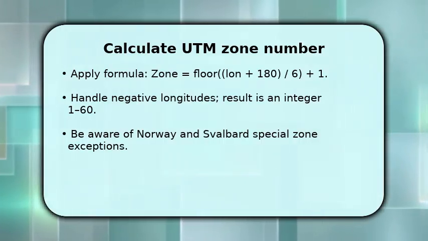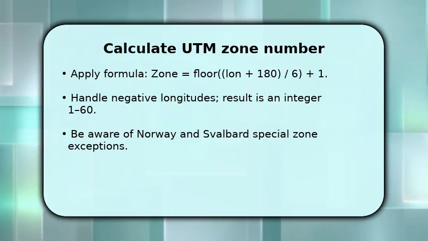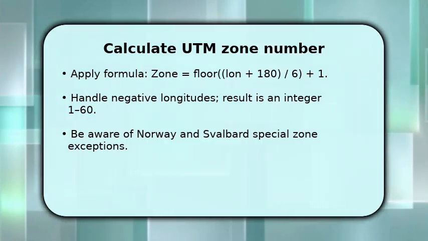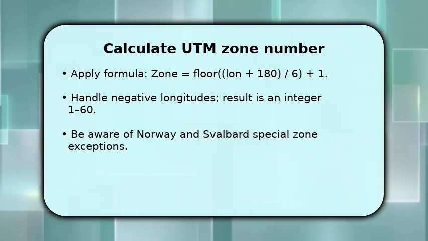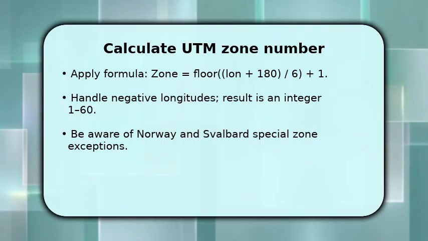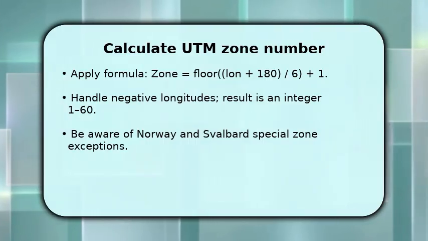For example, a longitude of minus 74.006 results in zone floor(105.994/6) plus 1 equals 18. Make sure you use decimal degrees and include negative signs for west.